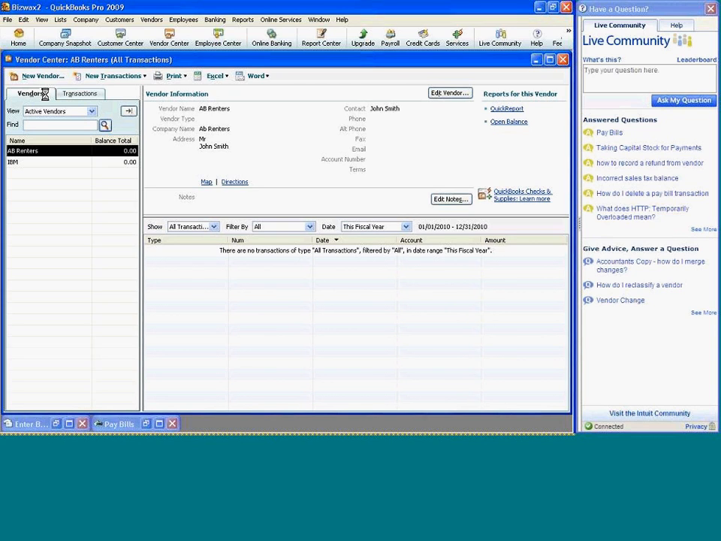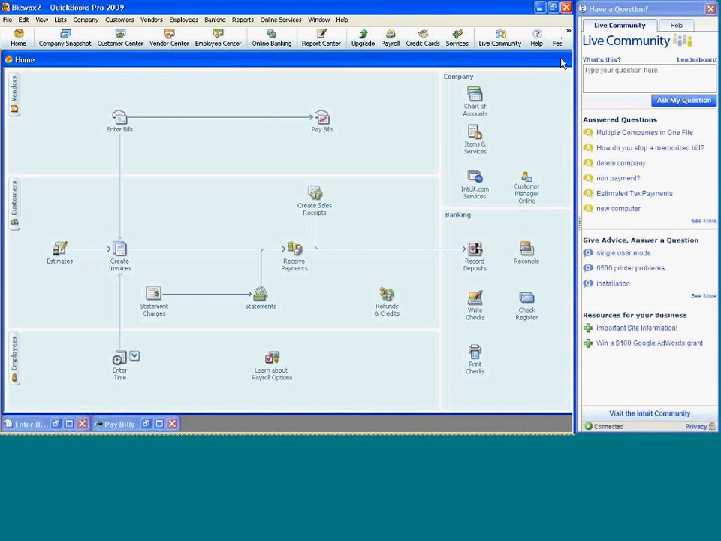Okay, so over here we have the vendor center. Let's go back to the main thing. Normally in QuickBooks, we use this roadmap over here. We have the estimates, we create invoices, receive payments. Then the banking, we record payments. We enter bills, we pay bills. We have statements and charges, and for employees we enter time.